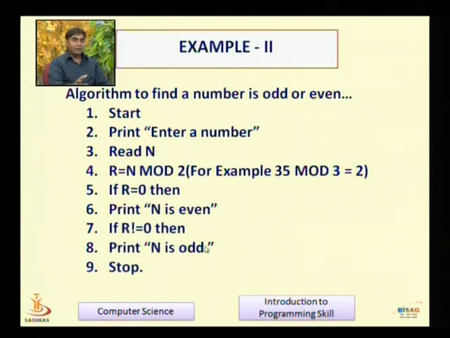For example, assume the number is 16. Here we enter the number 16 mod 2. What is 16 mod 2? The remainder should be 0. Then going over here, n is even, meaning 16 is an even number. For another example, I take 27. 27 mod 2, what is the remainder? It should be 1.